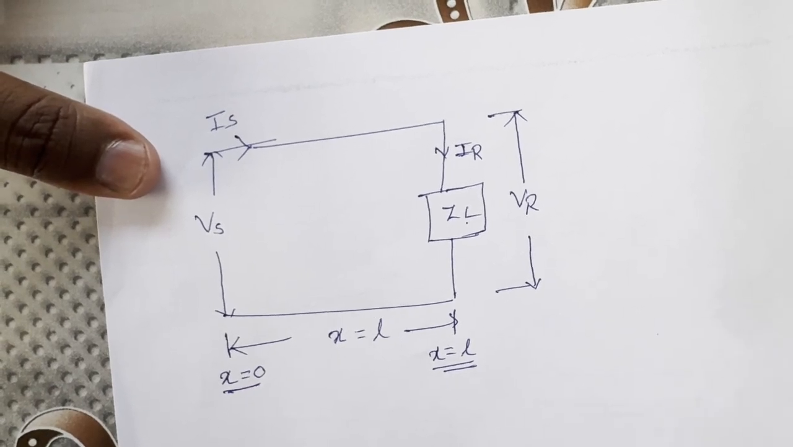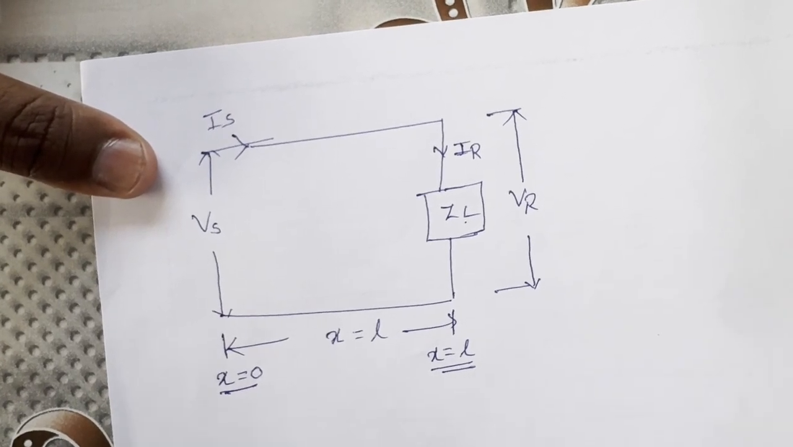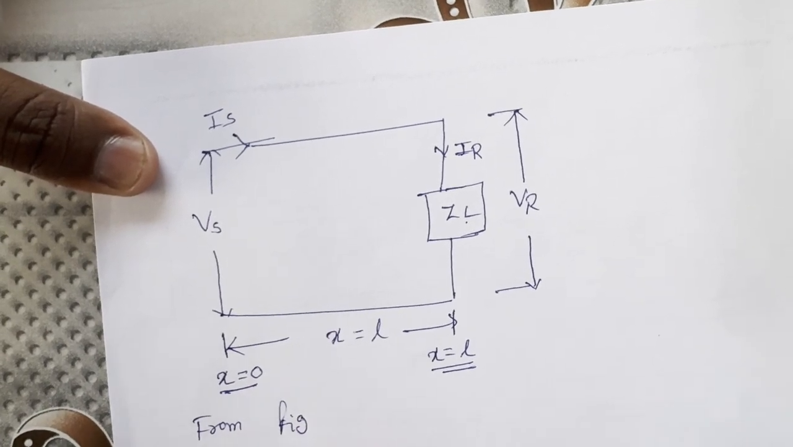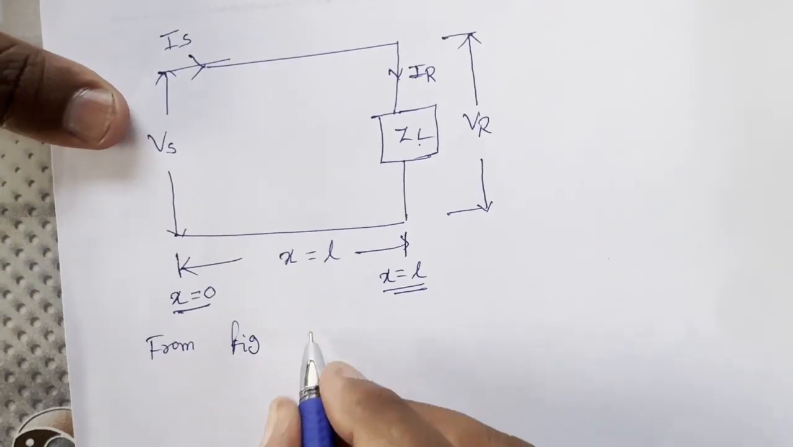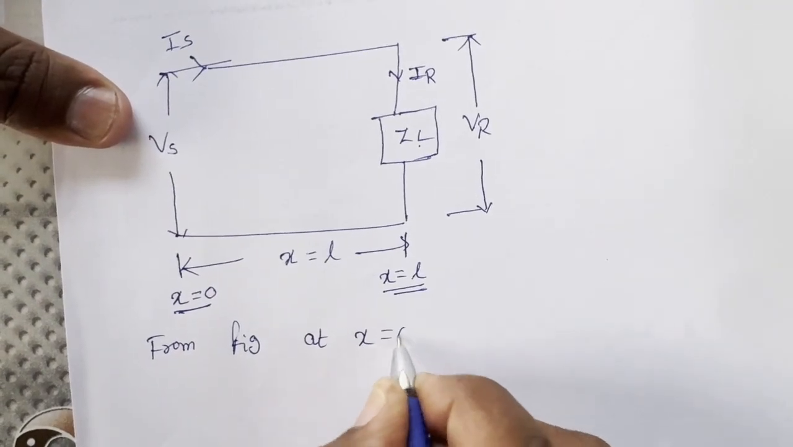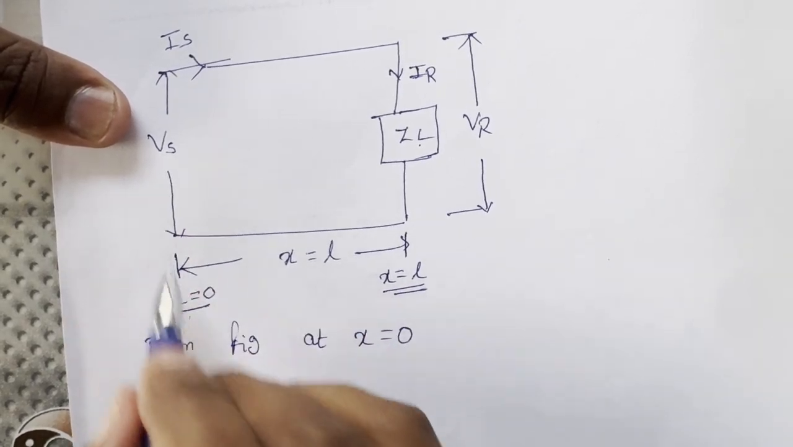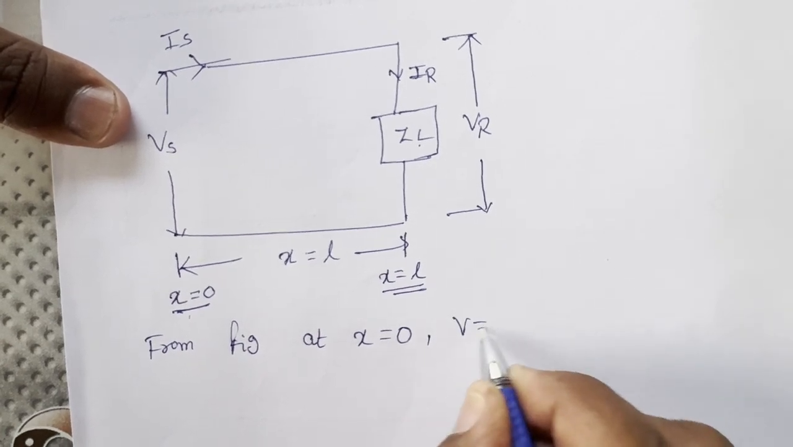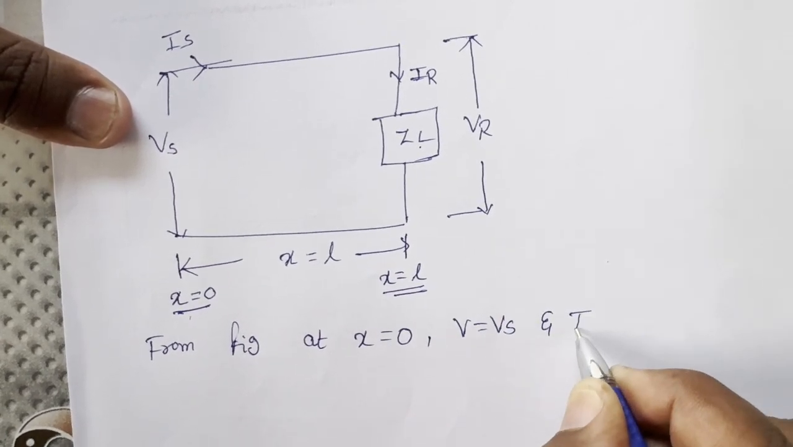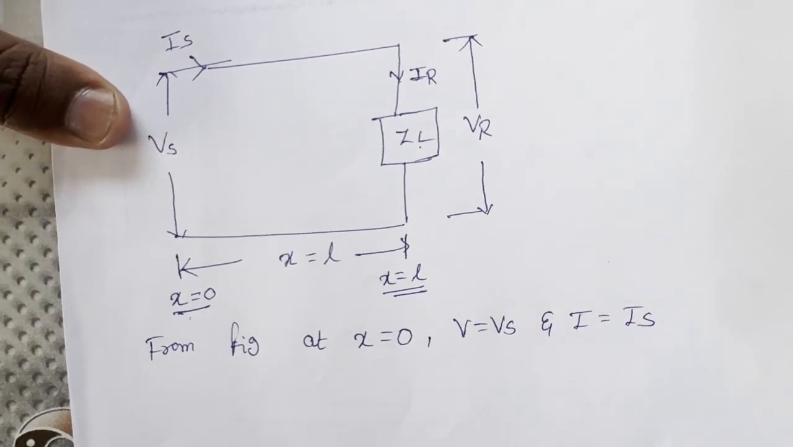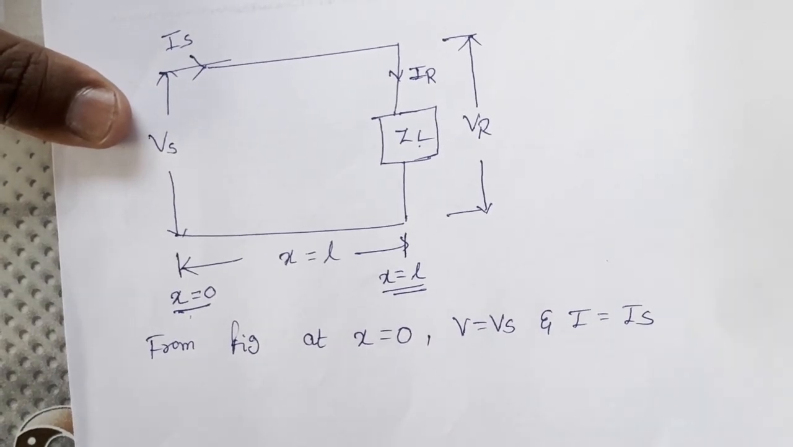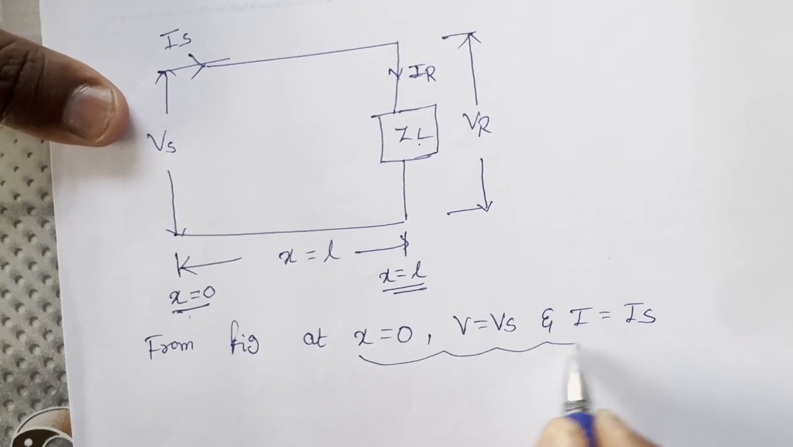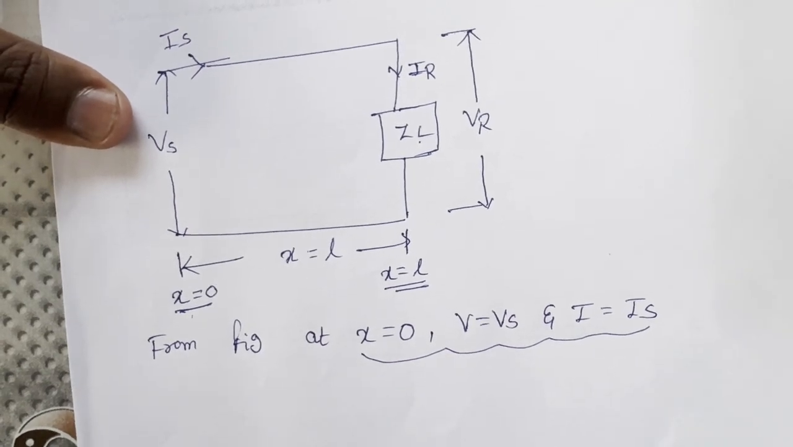From these specifications, we are making small substitutions. From this figure, at x equal to 0, that means at this point, voltage and current are V equal to Vs and I equal to Is. Now I am substituting these conditions in equations 5 and 6.